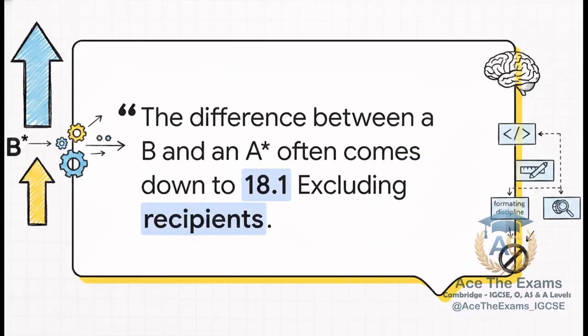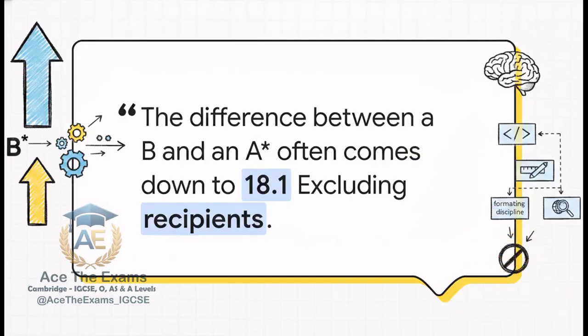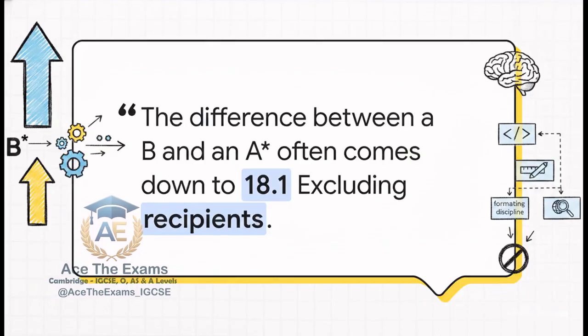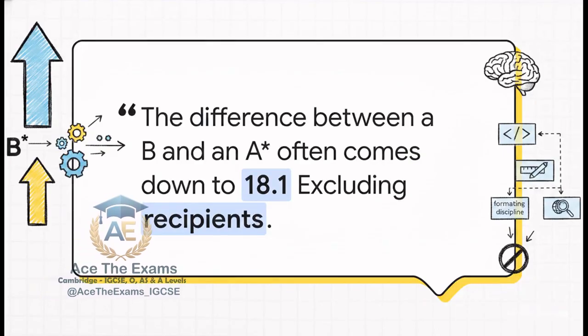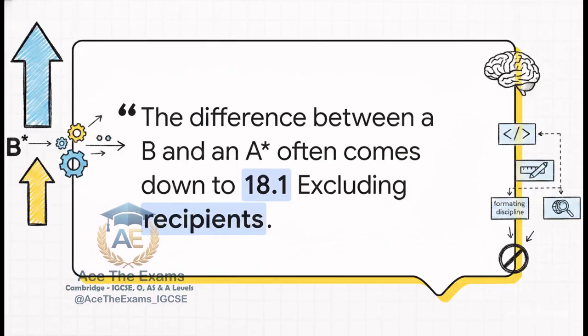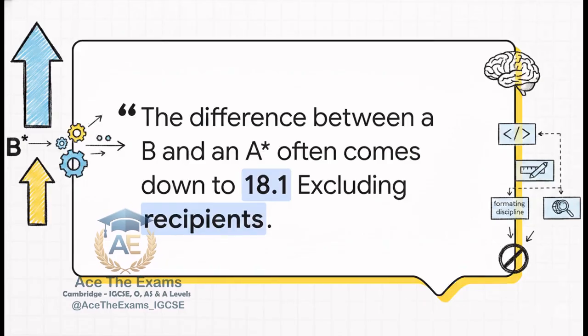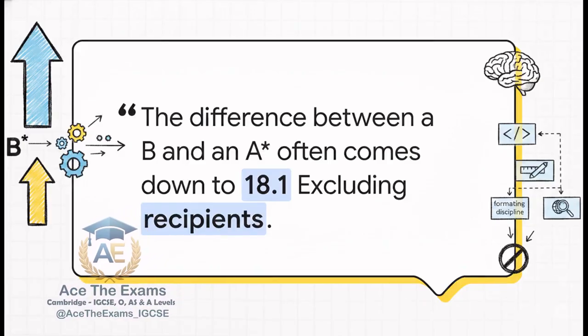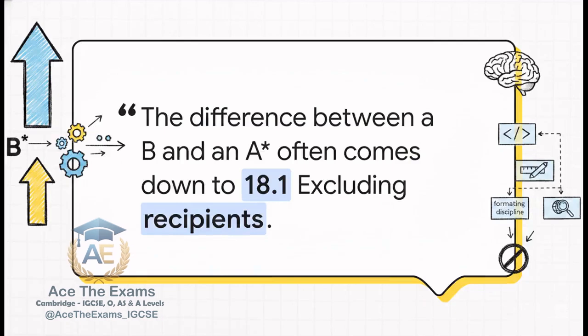They said, the difference between a B and an A star in information technology often comes down to how well you understand 18.1, excluding recipients using conditional fields. Think about that for a second. An entire grade boundary, the difference between missing your university offer and getting in, often hinges on your mastery of conditional fields. Why is that?